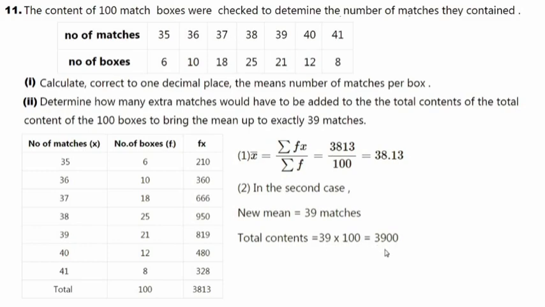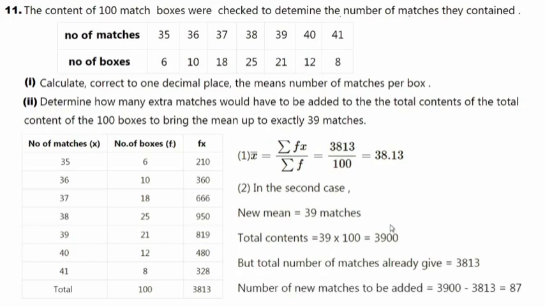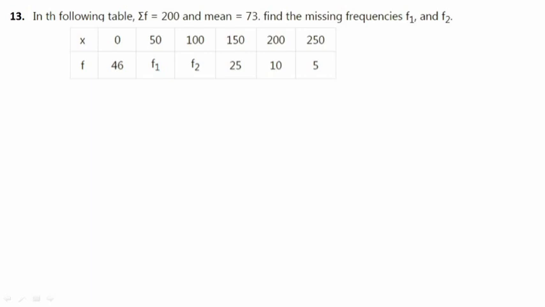Now see, in the earlier case, what was the total content? The total content was this much, isn't it? So this gave me the total content. That's why, for the extra matches that we need to add, from this we'll subtract this. So you get 87, right? So the extra matches that we need to add is 87. You may pause the video and note down your solution. Let's have another problem now.